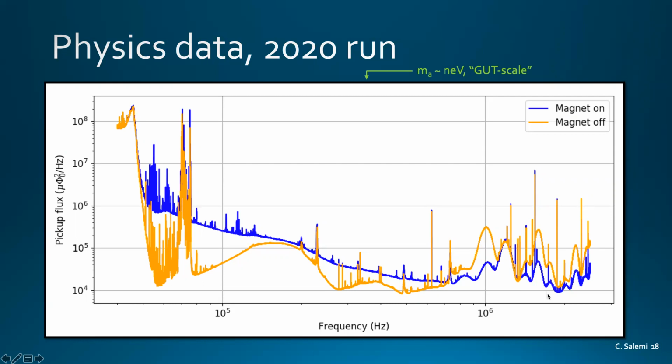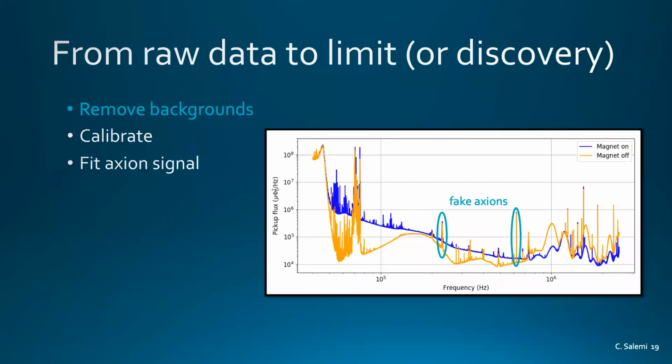All right, so what we want to do is take this and translate it into either limits on g_aγγ or a discovery of an axion at a certain coupling strength. There are a few things we need to do first. You've probably noticed that there are a lot of spikes on this blue spectrum. Unfortunately, they're not all axions. So we have to go through and remove all these backgrounds.